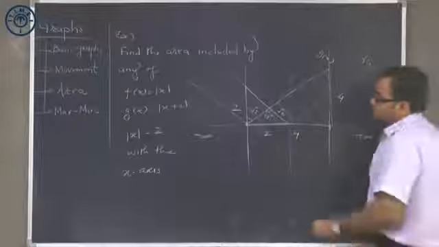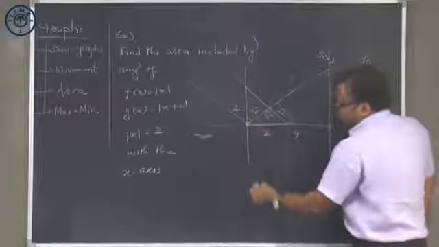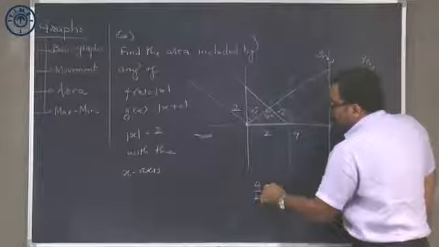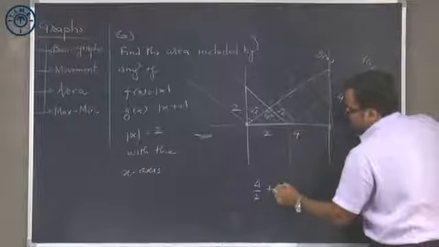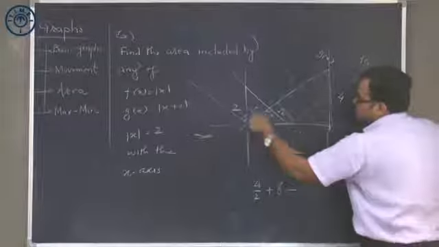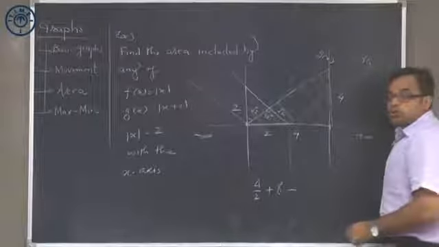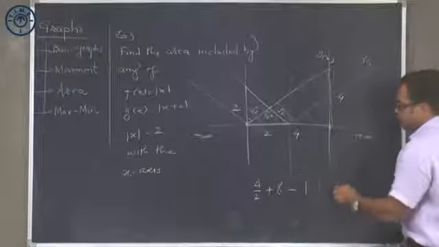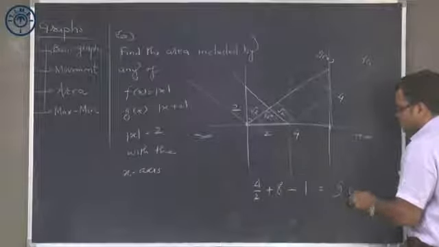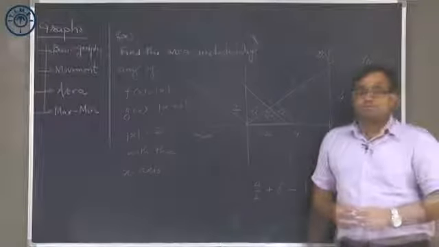And once we have this, the total area can be found as 2 into 2, 4 upon 2, 2, plus the area of this triangle, 4 into 4, 16 upon 2, 8, minus the area of this triangle, which will be equal to half of root 2 into root 2, which is equal to 1. So this is equal to 2 plus 8, 10, 10 minus 1, 9 units.